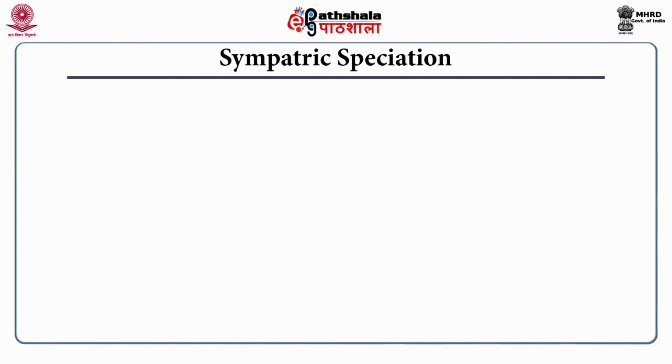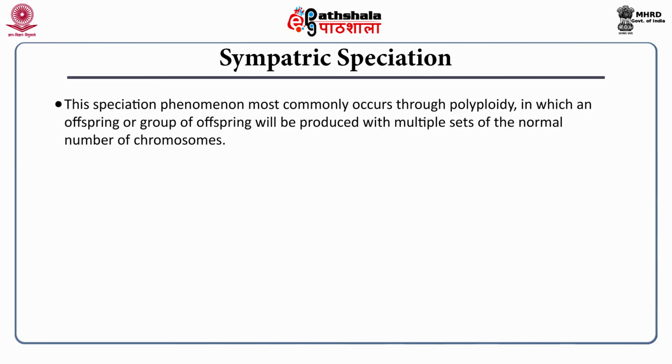Sympatric speciation most commonly occurs through polyploidy. It is basically random mutations in which multiplication of the complete set of the genome happens. An offspring or a group of offspring will be produced with multiple sets of the normal number of chromosomes. For example, a tetraploid has four sets, instead of the two sets of a diploid member. A complete duplication of the genome happens.